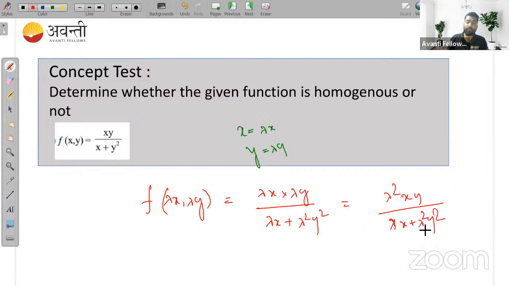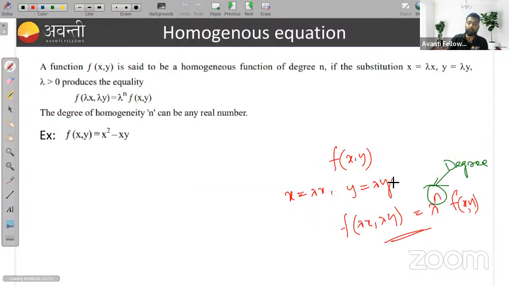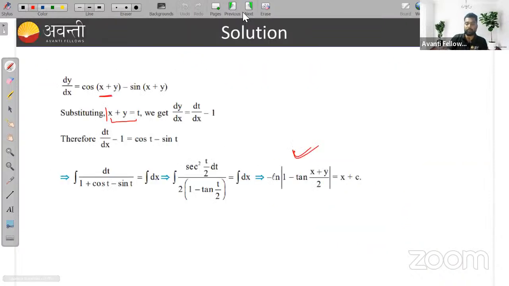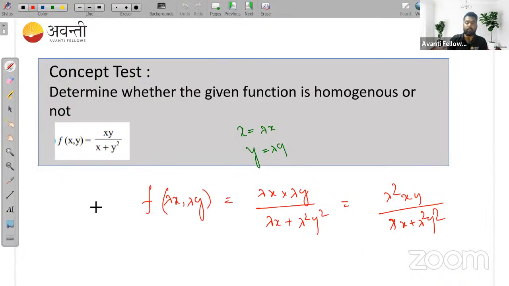So we are not able to bring the given function into this form. That's why it is not a homogeneous function. You can say it is not a homogeneous function.